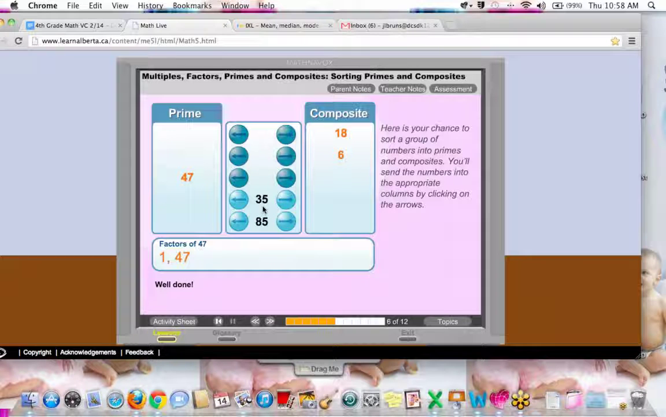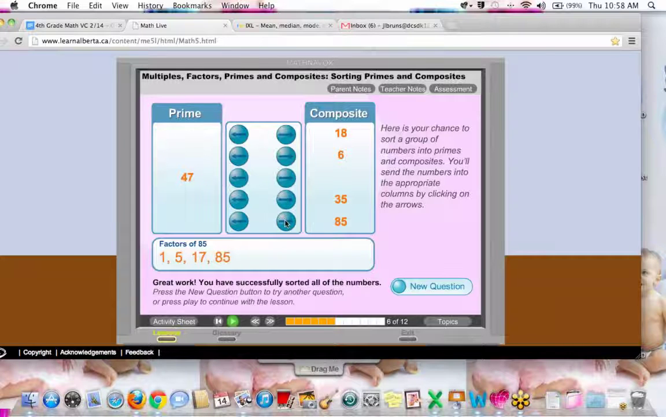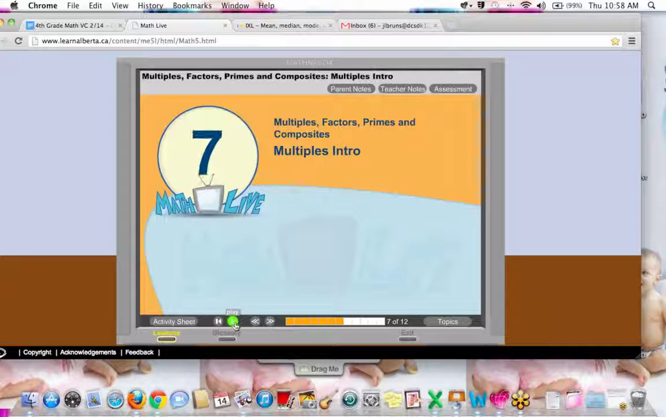35, Vero. What do you think? It's composite. Yes. There are 4 factors. Now, 85. You might have to think about this one for a couple minutes. So we know that we can multiply 1 times 85. Are there any other numbers to multiply together to get 85? It's a composite. Let's see. You're right. 17 times 5 equals 85. Perfect. All right, now let's move into multiples.